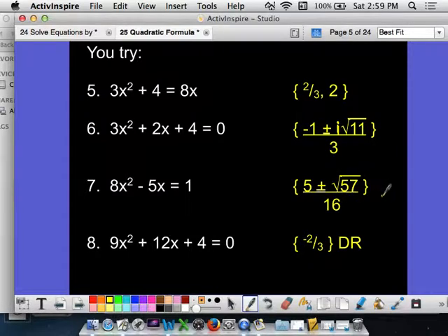This is irrational because if you take the square root of 57, it's going to give you 7 point a decimal that never ends, nor does it repeat. So this is irrational, this is rational. And this is one real rational root.